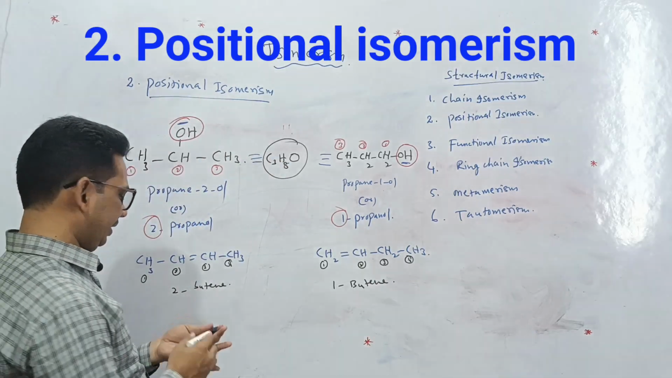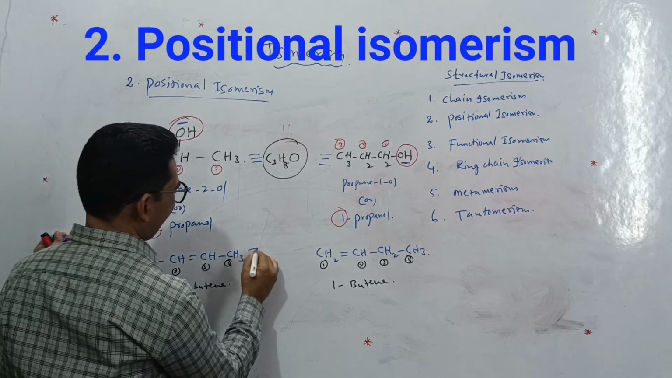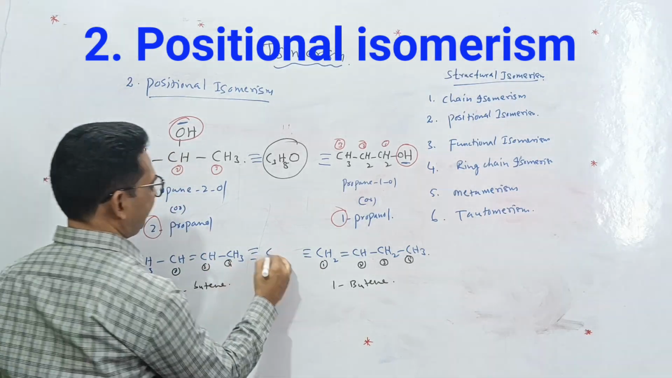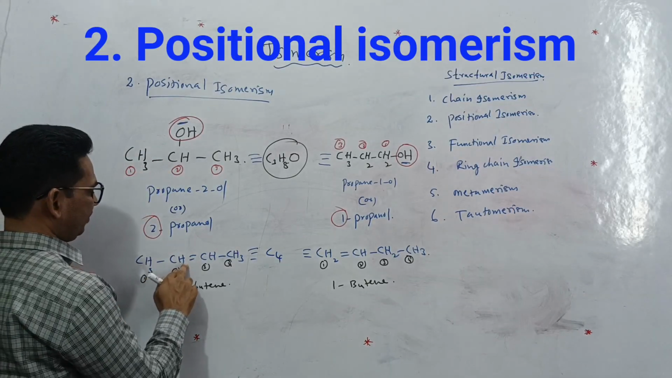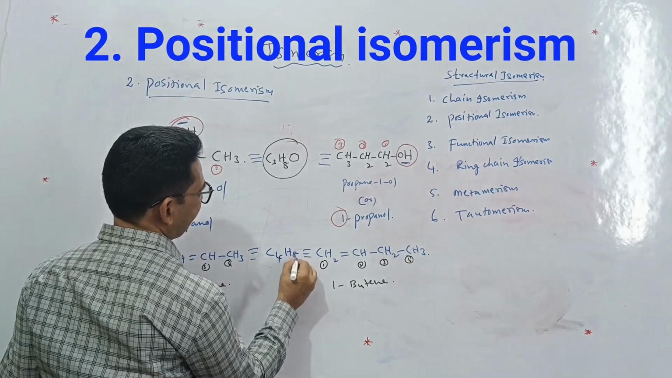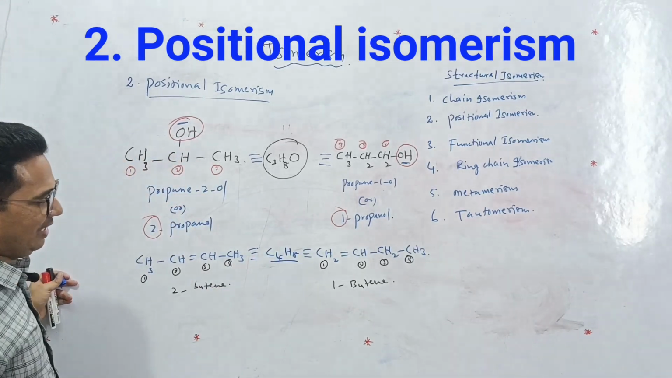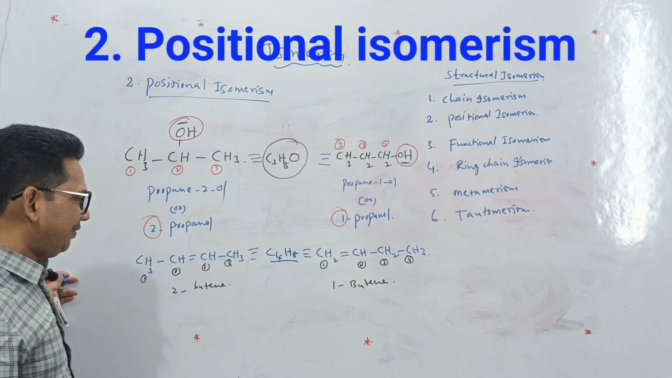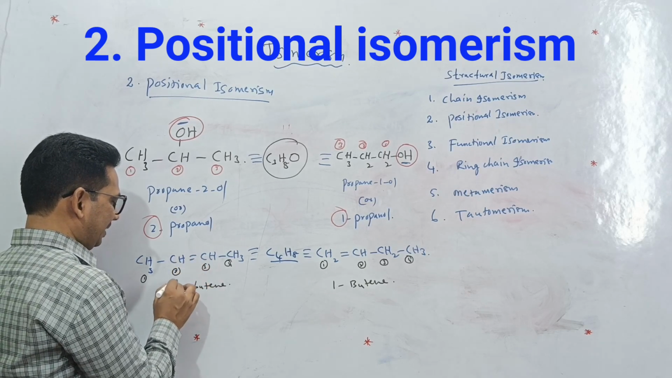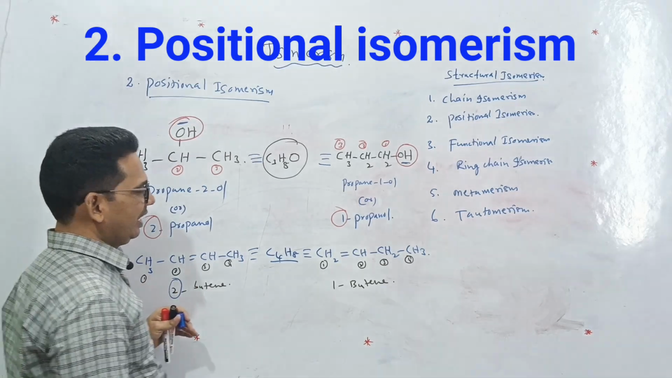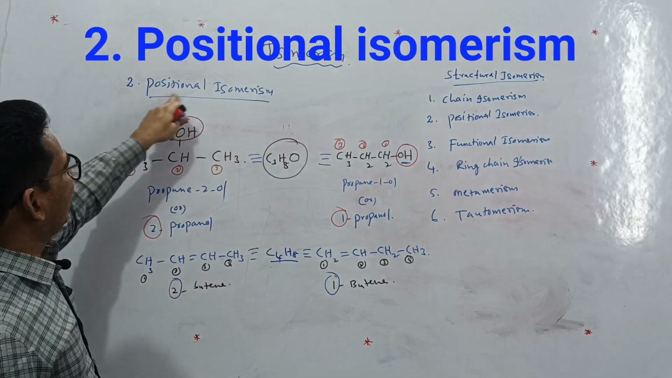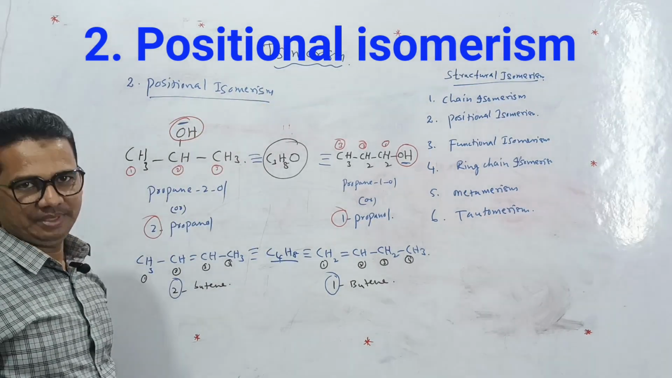2-butene as well as 1-butene both have the same molecular formula. How many carbons? 4 carbons, C4. How many hydrogens? 3 plus 1, 4 plus 1, 5, 5 plus 3, 8. H8. But what is the difference in this case? The difference is the position of the double bond. In one compound the double bond is at the second position, in the other at the first position. That's why they are called positional isomers.